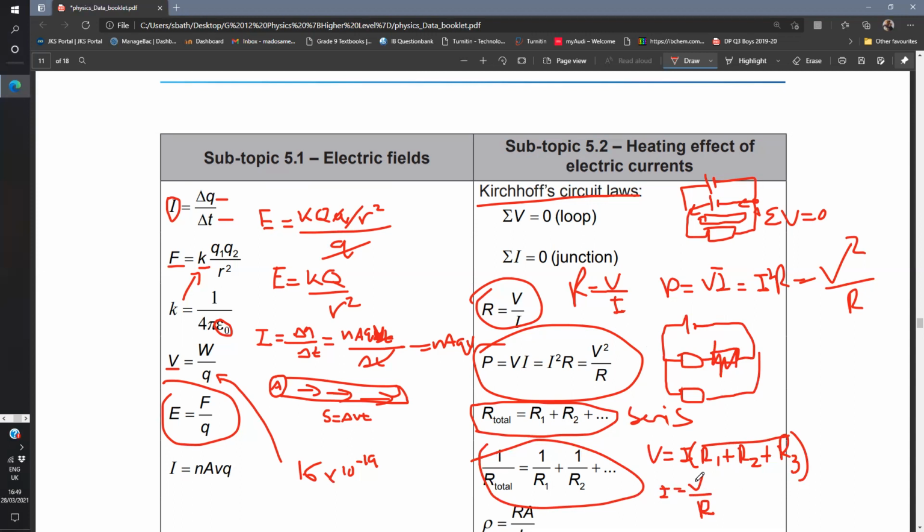So it's going to be 1 over R. As you can see here, it's 1 over R. So the summation of 1 over R, and here it's 1 over R as well. So then we use this formula.